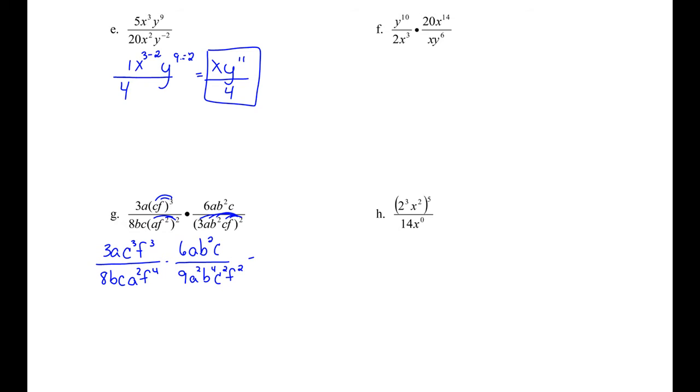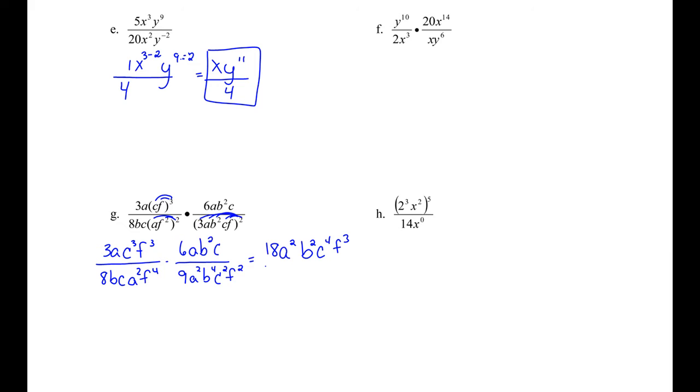Next, I'm going to go ahead and multiply it across. So 3 times 6 gives me 18. I am now adding the exponents. So 1 plus 1 gives me a to the 2nd power. Then I'm going to go in alphabetical order. There's nothing for me to combine the b's with, so that stays the same. C, I have 3 plus 1, which gives me c to the 4th power. And there's nothing for me to combine the f with, so that's going to stay f cubed.